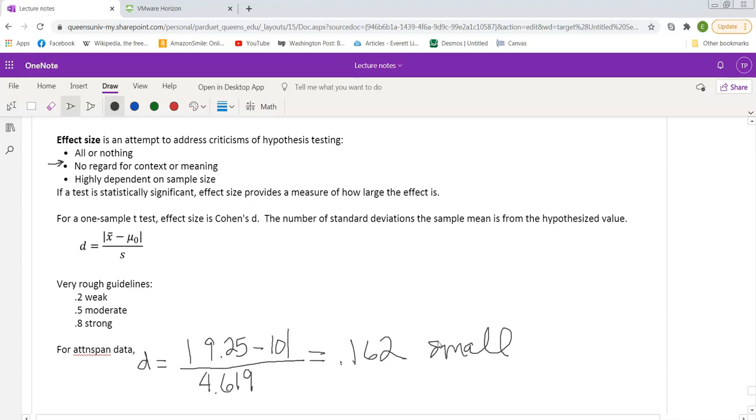By the way, I don't think it makes sense to talk about the effect size when you don't have a statistically significant test in the first place. If you haven't been able to conclude that you have an effect, there's not much sense talking about the size of the effect that you haven't found. I don't even talk about the effect size unless I have a statistically significant test.